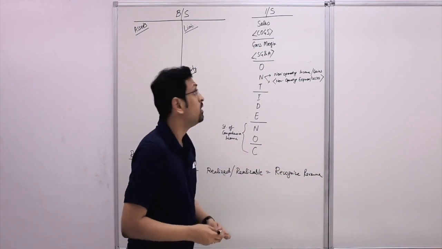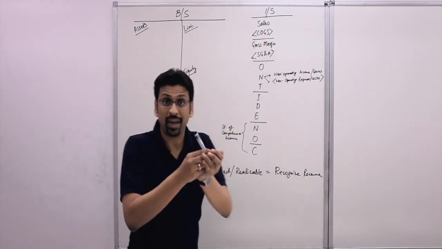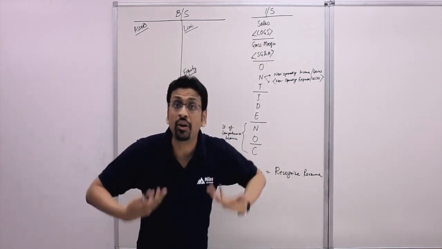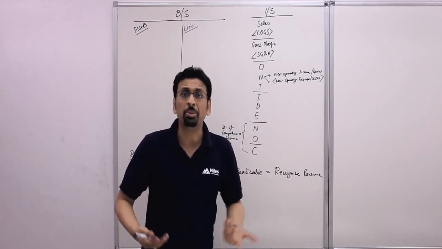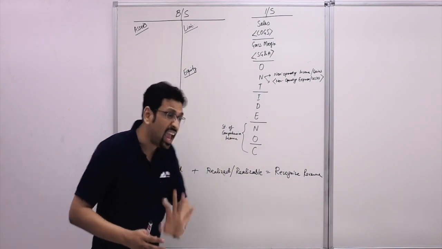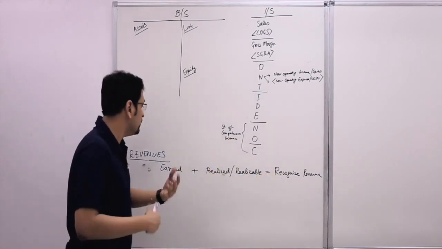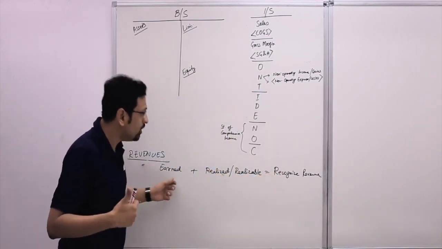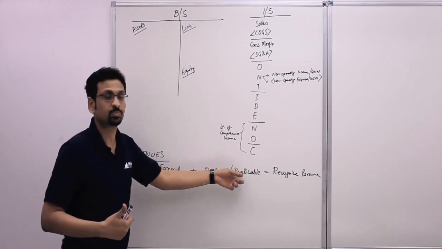Revenue could be from the sale of goods. So let's say I'm selling pens, sale of goods. It could be from rendering of services. It could be interest income, dividend income, royalties income. So for every revenue, every income, the rule is it should be earned and realized or realizable.